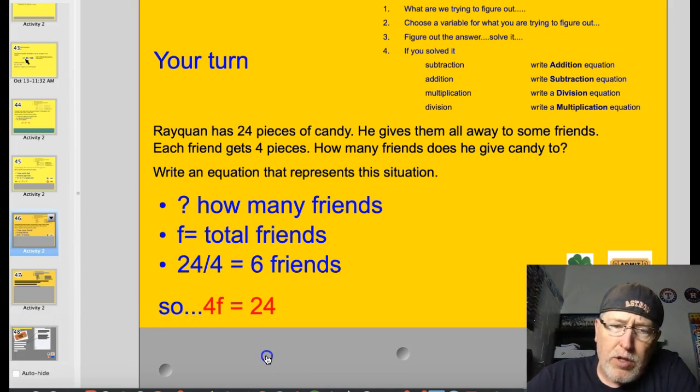So let's put this together and see if this makes sense. 4 pieces of candy times the number of friends he has, or 6, equals 24. Here was a division. We solved with division. We write with multiplication. All right, let's try another one.